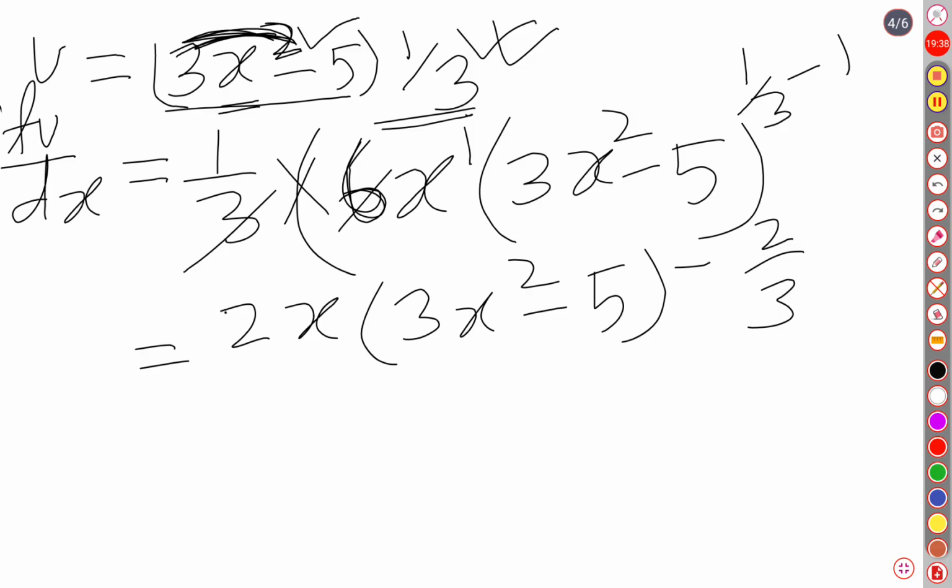So what have we done? It's all the same actually. If you were attentive in the previous case, you will understand it very easily. That first we write the exponent. Here exponent is 1/3. We have written here. After that, we differentiate the inner function. Inner function is 3x square.